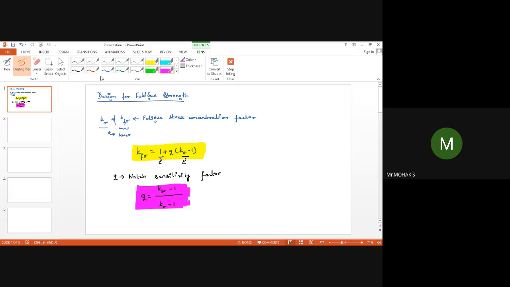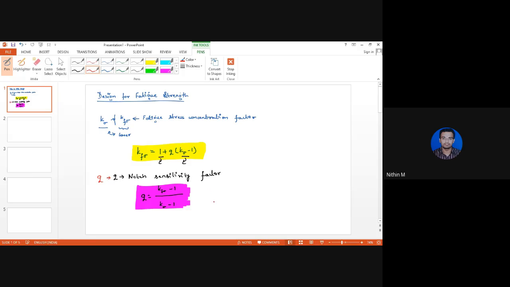Equal to 2, na? Equation, na? Sir, is this equal to 2, sir? The one you highlighted in pink just now. Equal to Q is the notch sensitivity factor. Okay, this is Q. Okay sir, okay. This is not 2, this is Q, right?